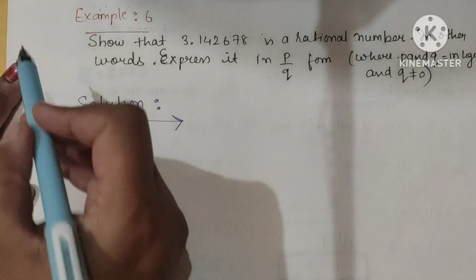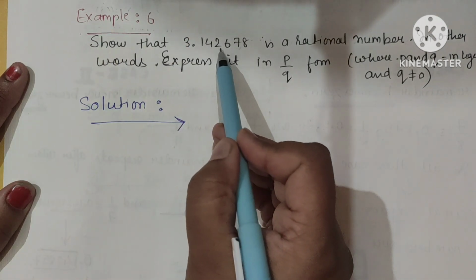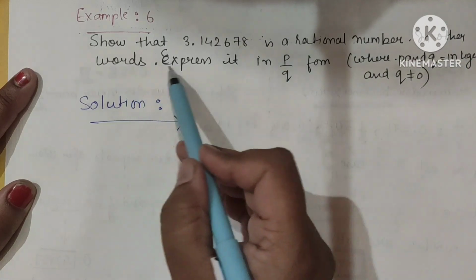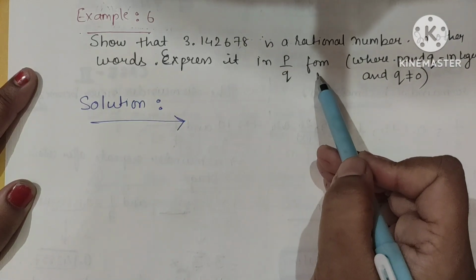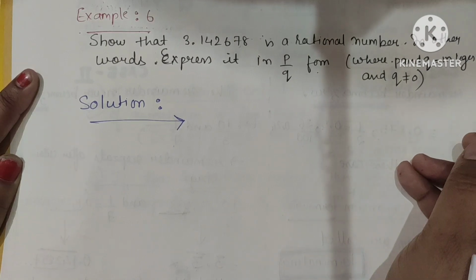Okay, we will see example number 6. Show that 3.142678 is a rational number. In other words, express it in the form of p by q, where p and q are integers and q is not equal to 0.